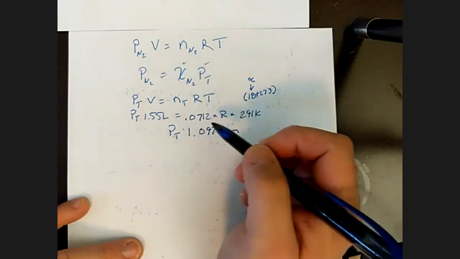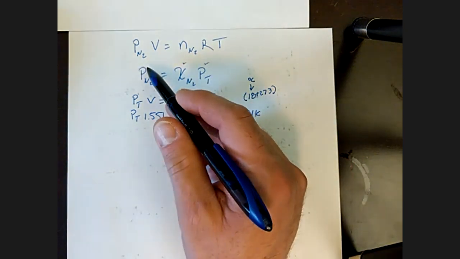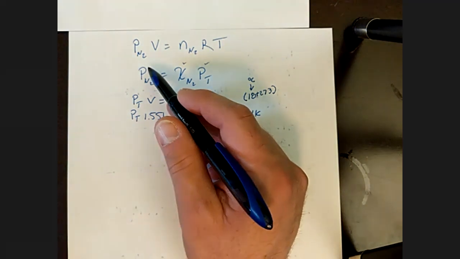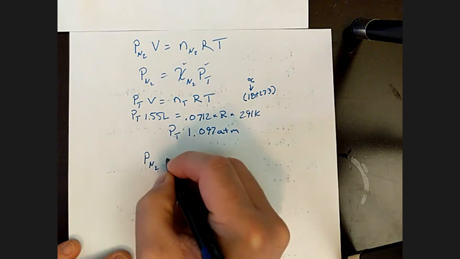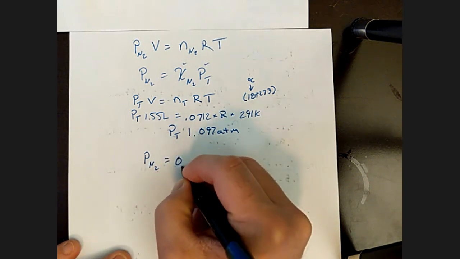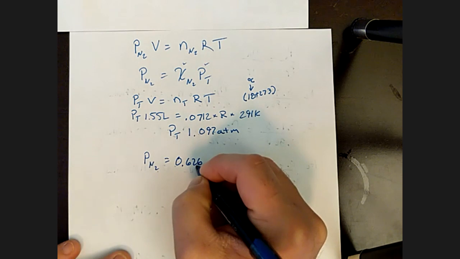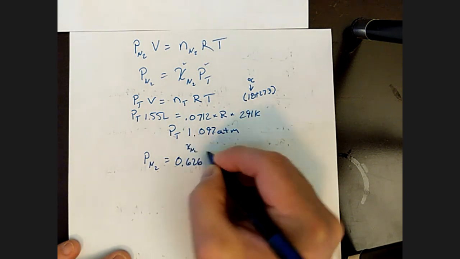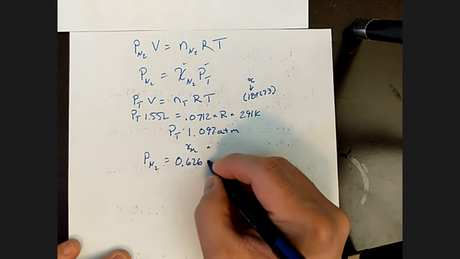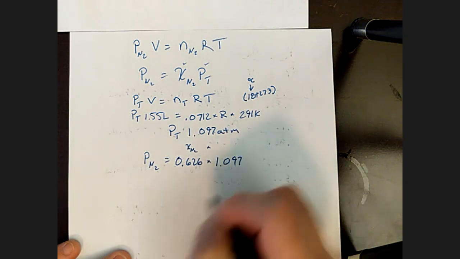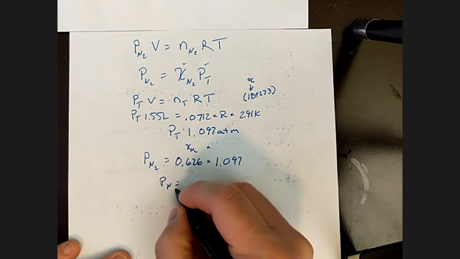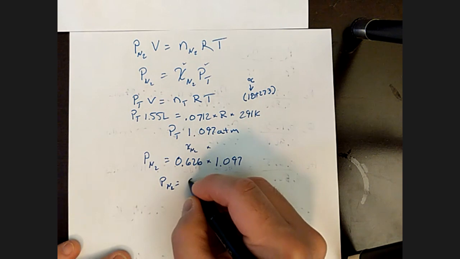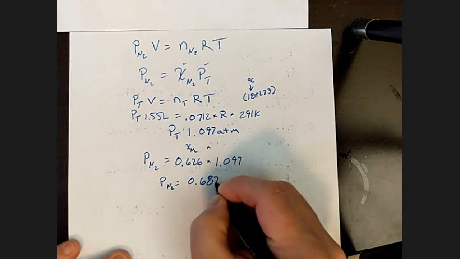So now I have, functionally, my total pressure. I have the mole fraction of each. And so then I can calculate the partial pressure of each one. So the partial pressure for nitrogen equals, okay, the mole fraction that we just calculated times 1.097. So the partial pressure for nitrogen is 0.687 atm.